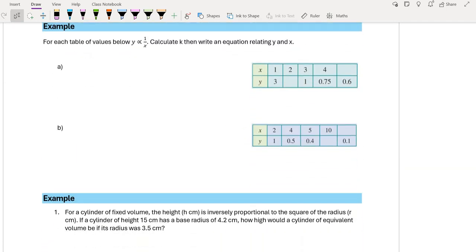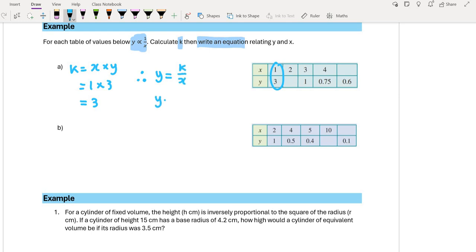Now let's look at these examples here. This example is telling us that x and y are inversely proportional, and asks us to calculate k and then find the equation of x and y. So we know to find k, it's going to be x times y. So we just pick a pair. When x is 1, y is 3, so k has to be 3. We also know that it's going to follow this formula, k over x. So then our equation is going to be 3 over x.